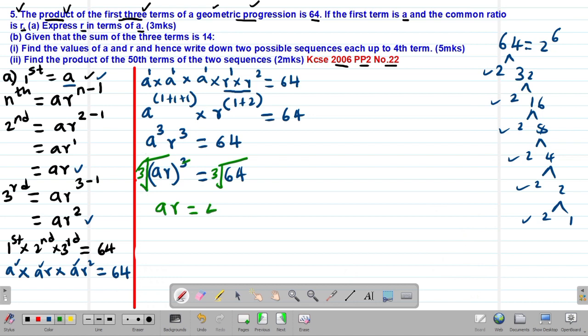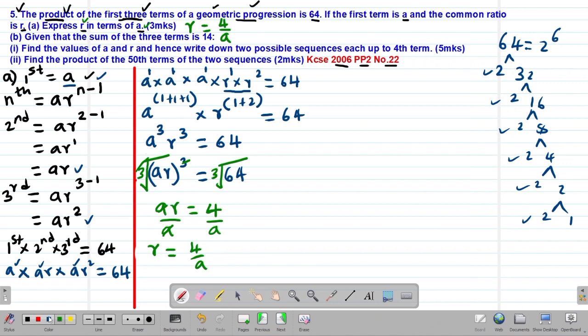But remember, in part A, they wanted us to express R in terms of A. So in short, they just want us to make R the subject of the formula. To achieve that, I'll divide through by A, so that A and A will cancel out. Therefore, R is equivalent to 4 over A. So this is the answer for part A: R is equal to 4 over A. We have actually expressed R in terms of A.